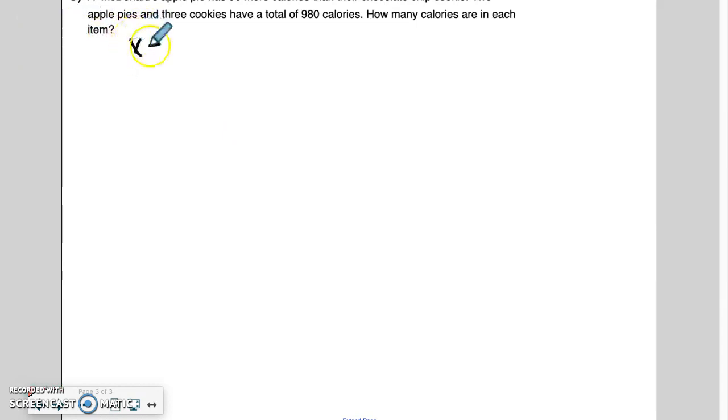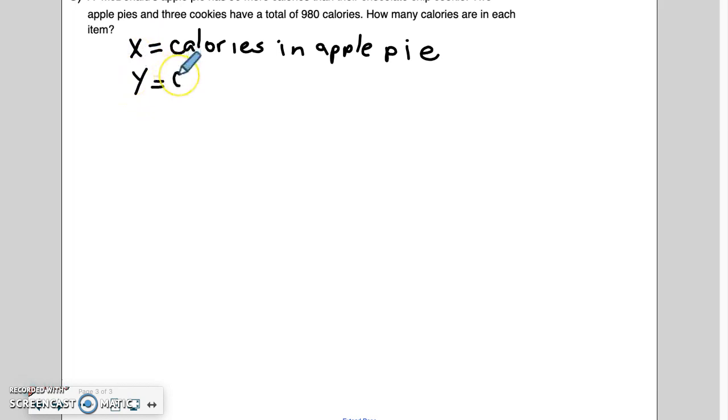I'm going to say x equals, be descriptive, the calories in an apple pie. And then my y, I got a better x, okay? y is going to be the calories in a chocolate chip cookie. And you can see I don't write very well with this, so I'm just going to do cookies. All right. A McDonald's apple pie has 90 more calories than a chocolate chip cookie. So I just write this.